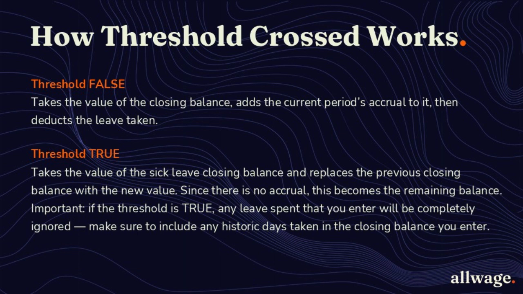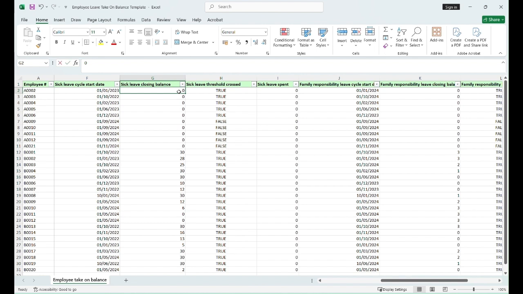If the threshold is set to true, then the closing balance will replace whatever the previous value on the export is. The leave spent field will be completely ignored irrespective if there are values or not, so it is important to take the days taken into consideration when entering the closing balance. Employee A0002 and A0003's threshold is set to true, so you can just add the closing balance it was at the end of the previous pay run.